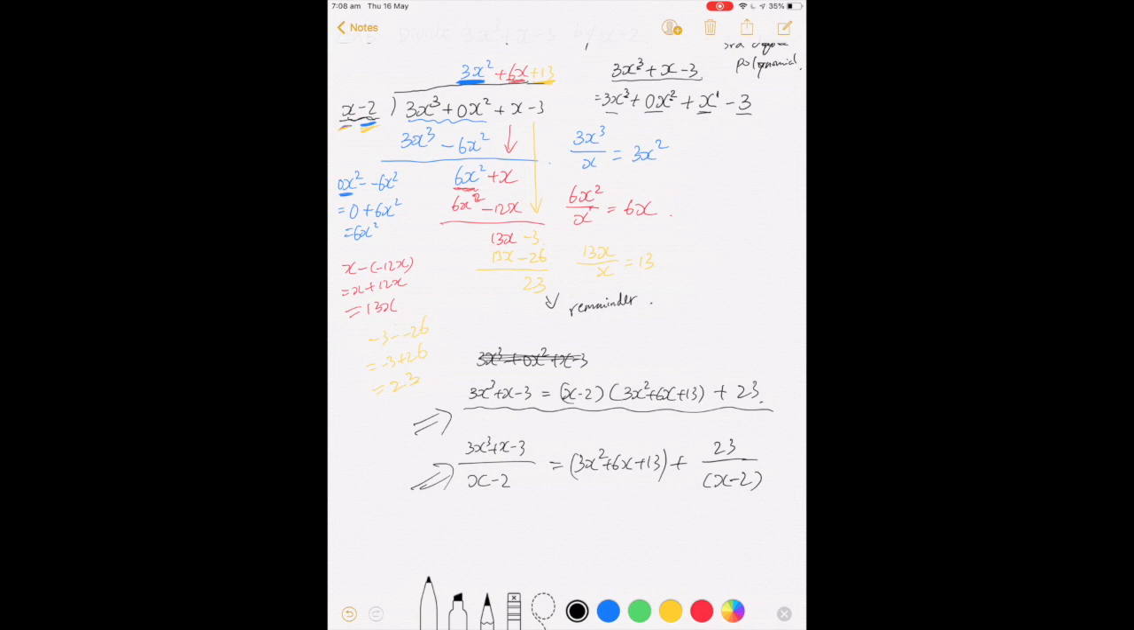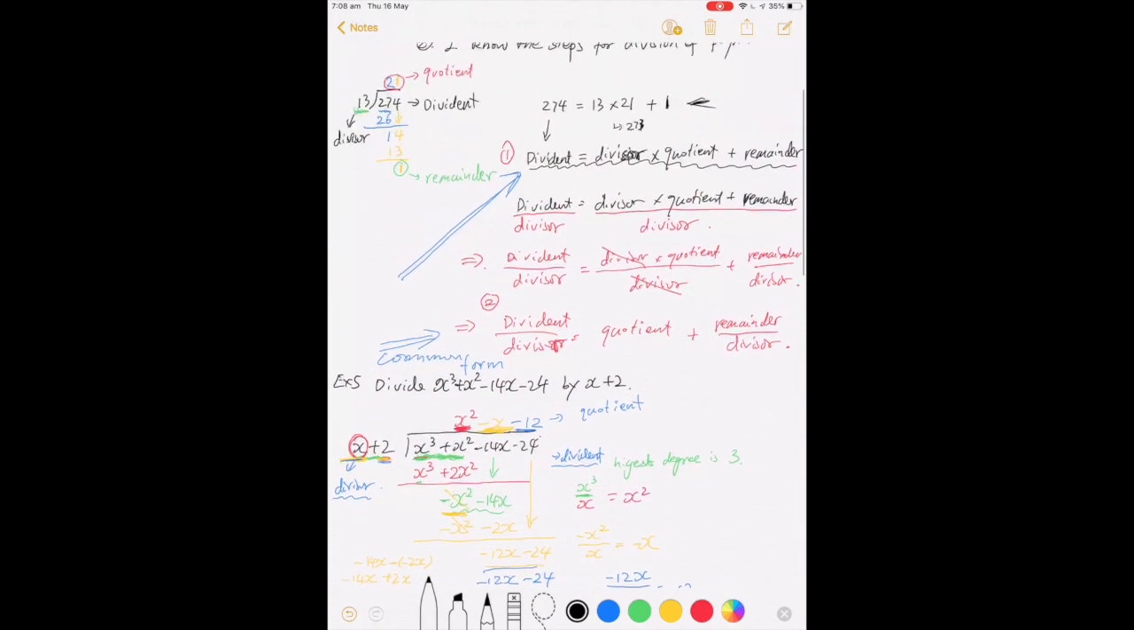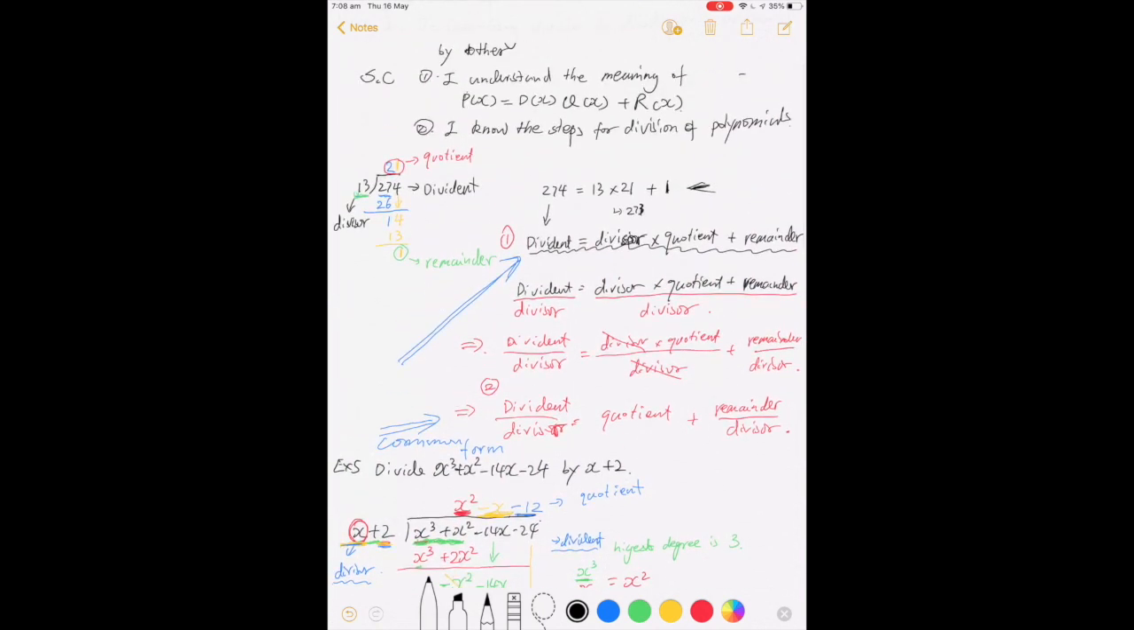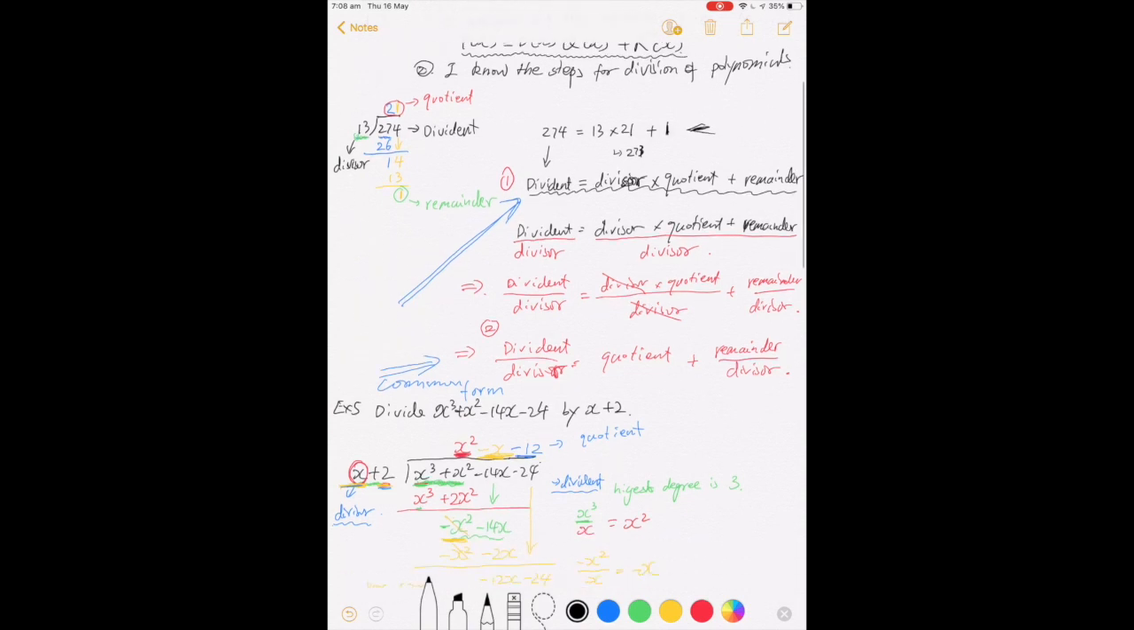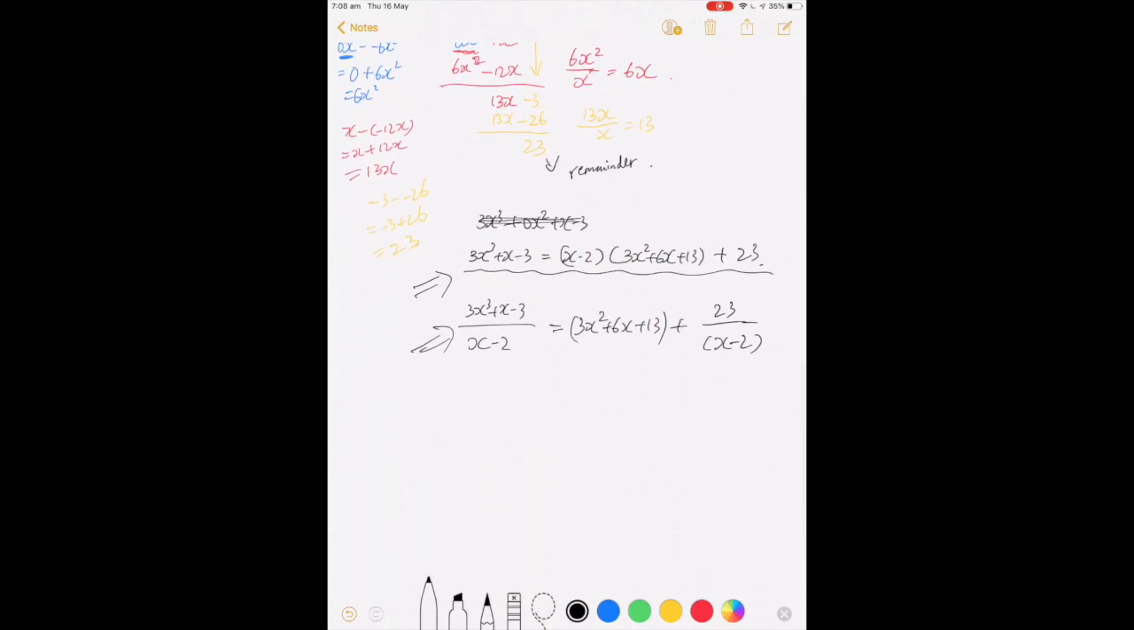Now come back to our first success criteria. What does this mean? P of x is equal to d of x times q of x plus r of x. So this is our dividend, and the dividend is equal to our divisor times quotient plus remainder.